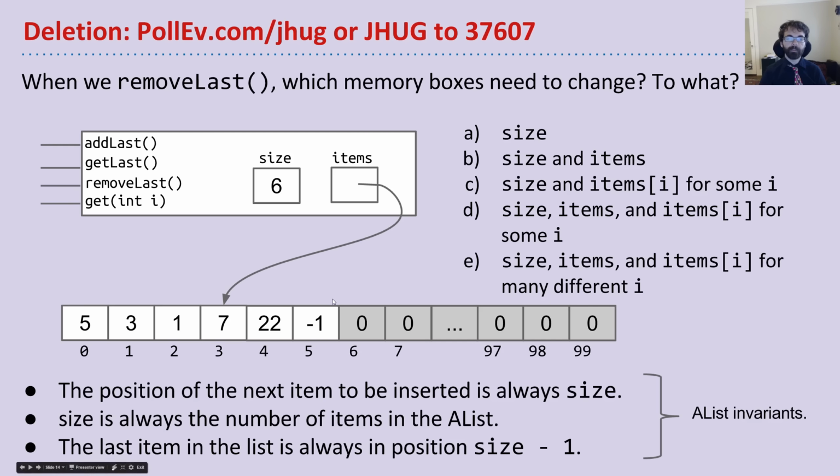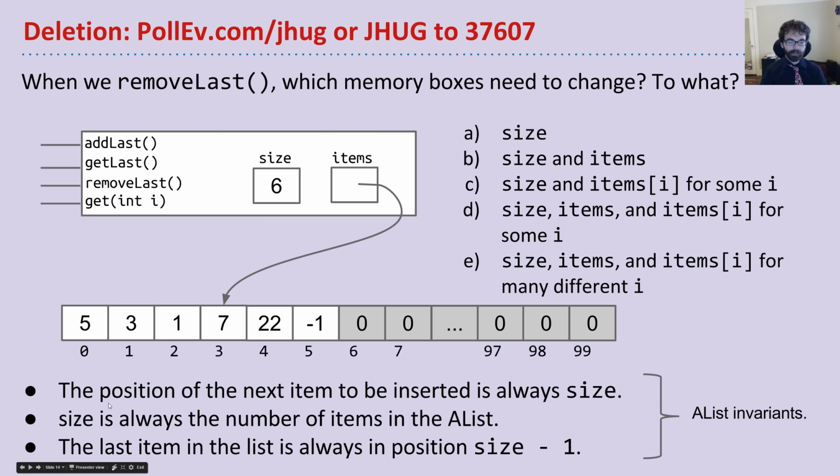So let's just work through each of the memory boxes. And we'll start with size. Should size be decreased? Well, our intuition says, of course, yes, it should go down to 5. But we can also see in our invariants that it rings true. By changing from 6 to 5, the position of the next item to be inserted is always going to be size. It'll be here now instead, so that if somebody does removeLast and then addLast 20, that 20 will appear here.